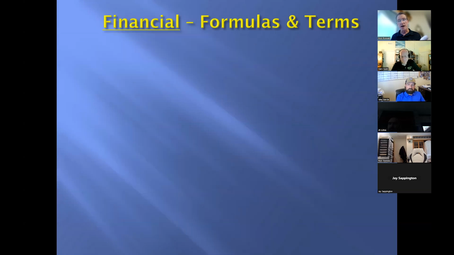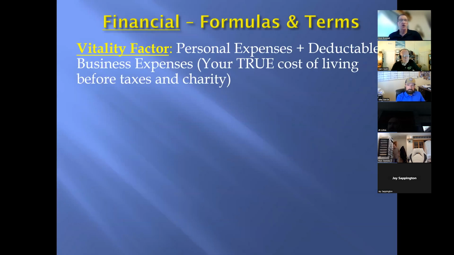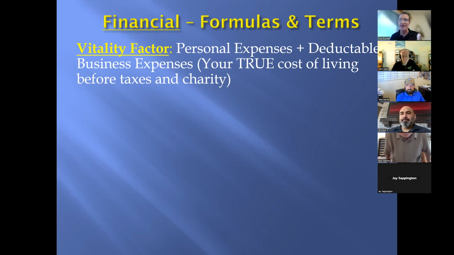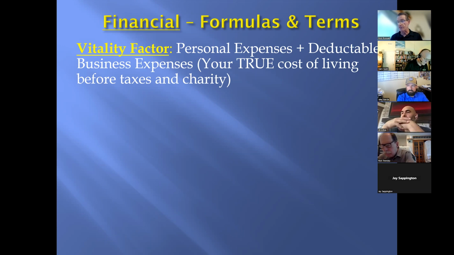Okay. Next formula or term is vitality factor. That's my personal expenses, my living expenses, plus my deductible business expenses, which we call your true cost of living. A lot of times, when we talk about deductible business expenses, those are really your personal expenses that you're running through your business.